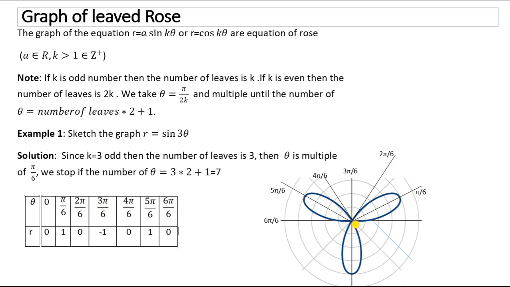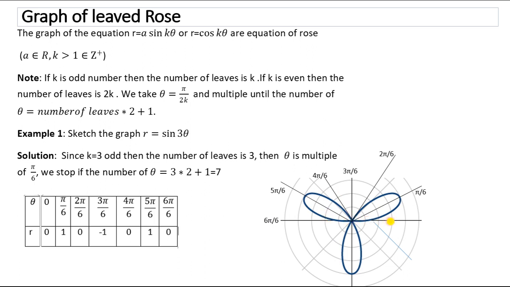I divided theta by 30, 30. I start from theta 0, then 30, 230, 330, 430, 530, 630. I divided by 30, multiples of 30.